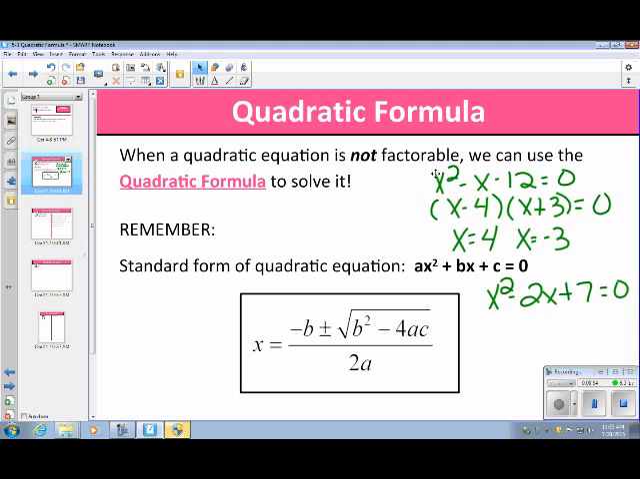And what we're going to share with you now is a cute little video and song to help you remember the quadratic formula.